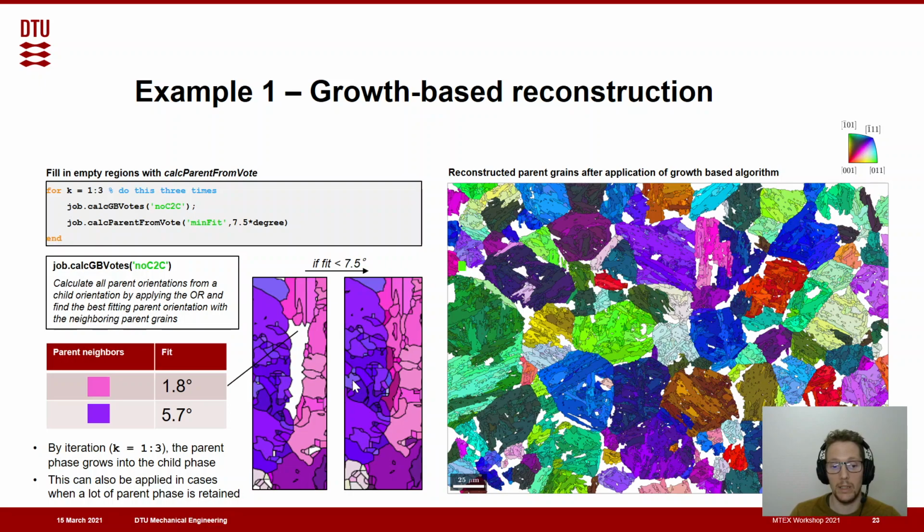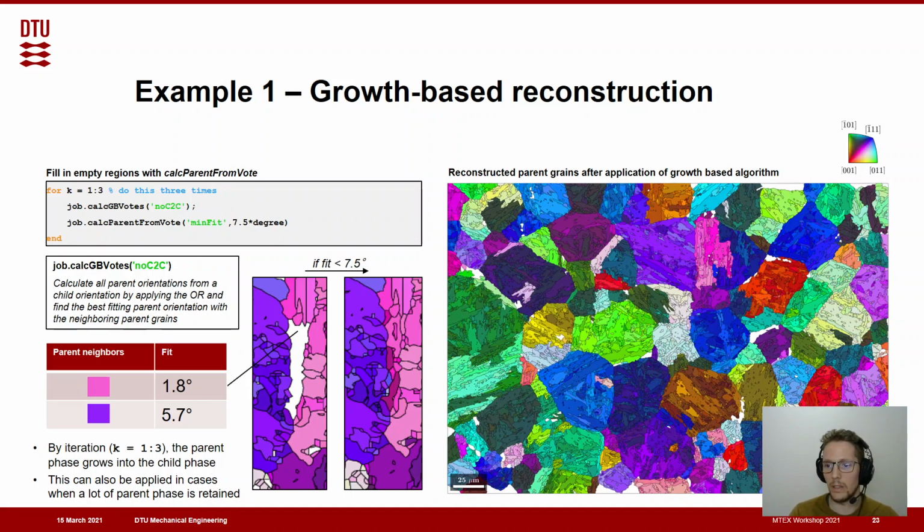This can also be applied in cases when a lot of parent phase is retained. So if we have a lot of retained austenite, for example, in the beginning, we don't even have to start with clustering, but we can immediately go to this and just let the retained austenite grow into the parent phase. We have an example of that later as well.